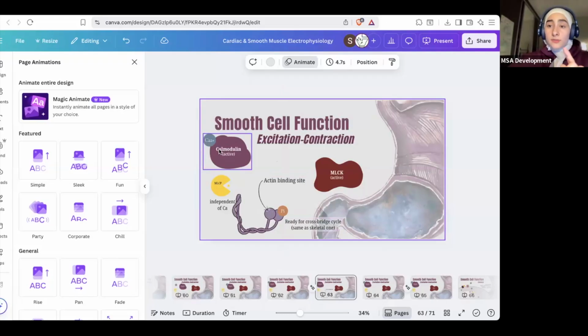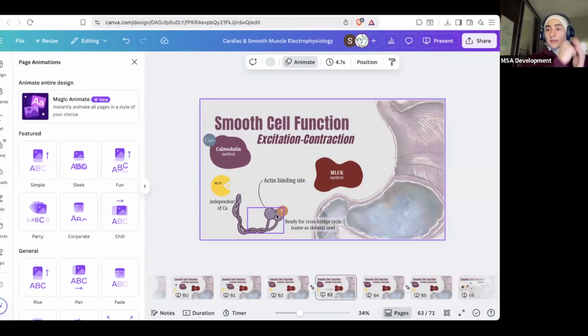You're going to have calcium, it's going to bind to your calmodulin, and it's going to activate it. Now you have a calcium calmodulin complex. Your calcium calmodulin complex is going to go and activate your MLCK. Your MLCK is your myosin light chain kinase. And what it does is it phosphorylates something, because that's what kinases do. Your MLCK is going to go and phosphorylate your myosin light chain.